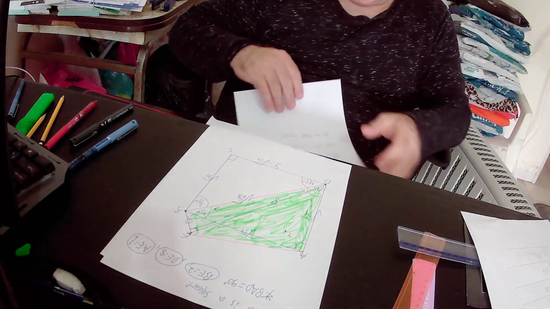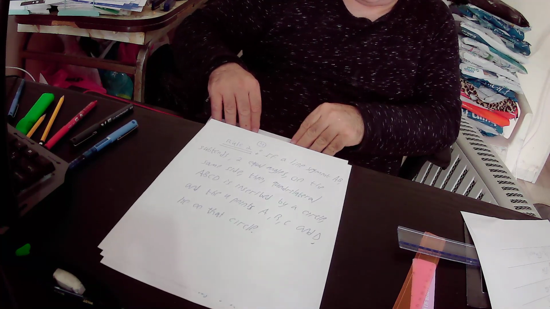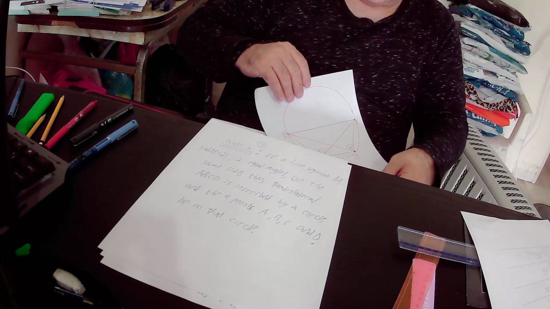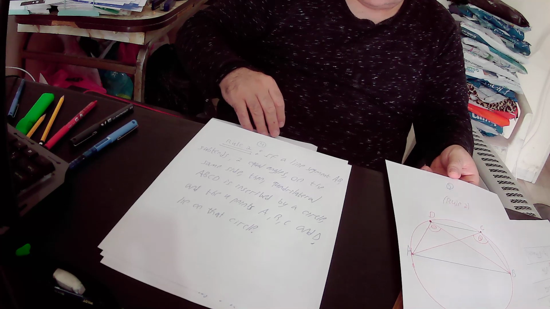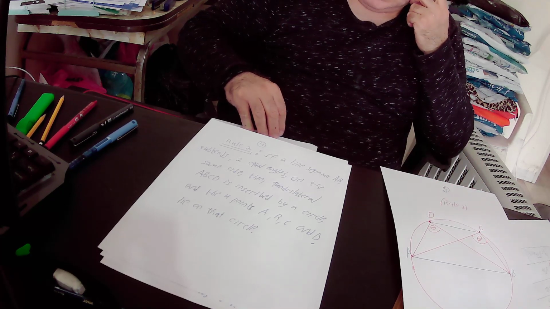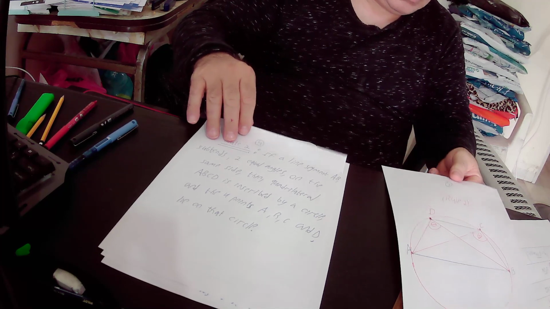Okay, then I presented to you rule number 2. According to rule number 2, if a line segment AB subtends two equal angles on the same side, then quadrilateral ABCD is inscribed by a circle, and the 4 points A, B, C, and D lie on that circle. So what is the meaning of rule number 2?